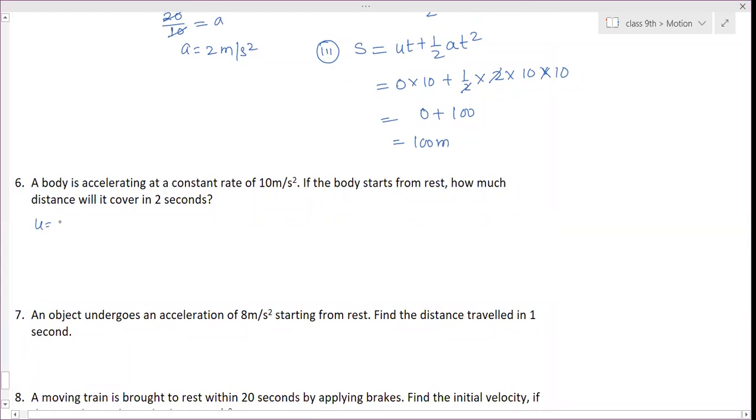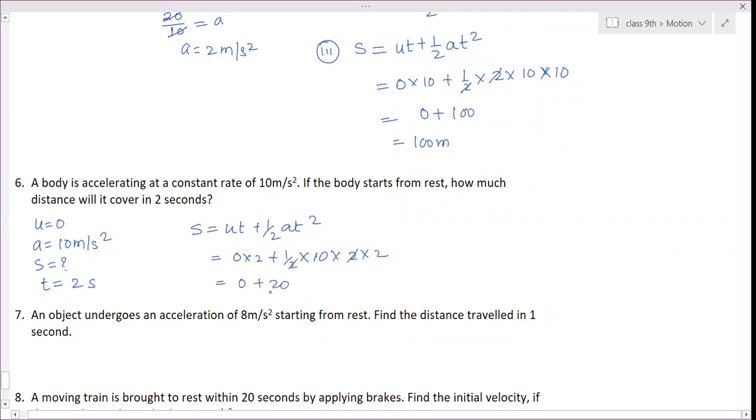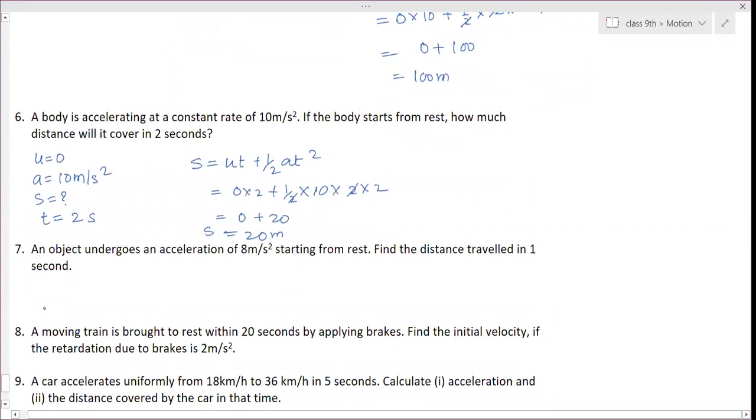So here u is equal to 0 because it starts from rest. Acceleration is equal to 10 meter per second square. How much distance it will cover, that is s, and the time is equal to 2 seconds. So s is equal to ut plus half at square. 0 into 2 plus half into 10 into 2 into 2. So 2 gets cancelled. 0 plus 20, that is equal to 20 meters. Next question, start solving.